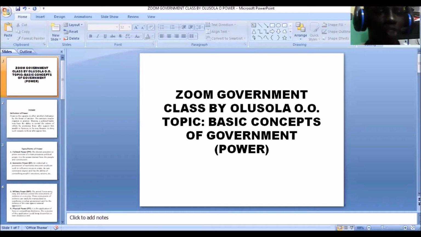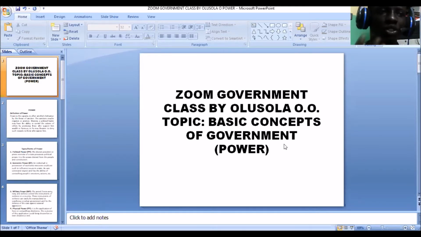Then this afternoon, we want to look at a brand new topic, and the topic is wide. So we are not going to finish it today or round up the topic today. So we continue wherever we stop in our next meeting. The topic is simple and it is called basic concepts of government. It means that we have many of them. That's why I say concepts.